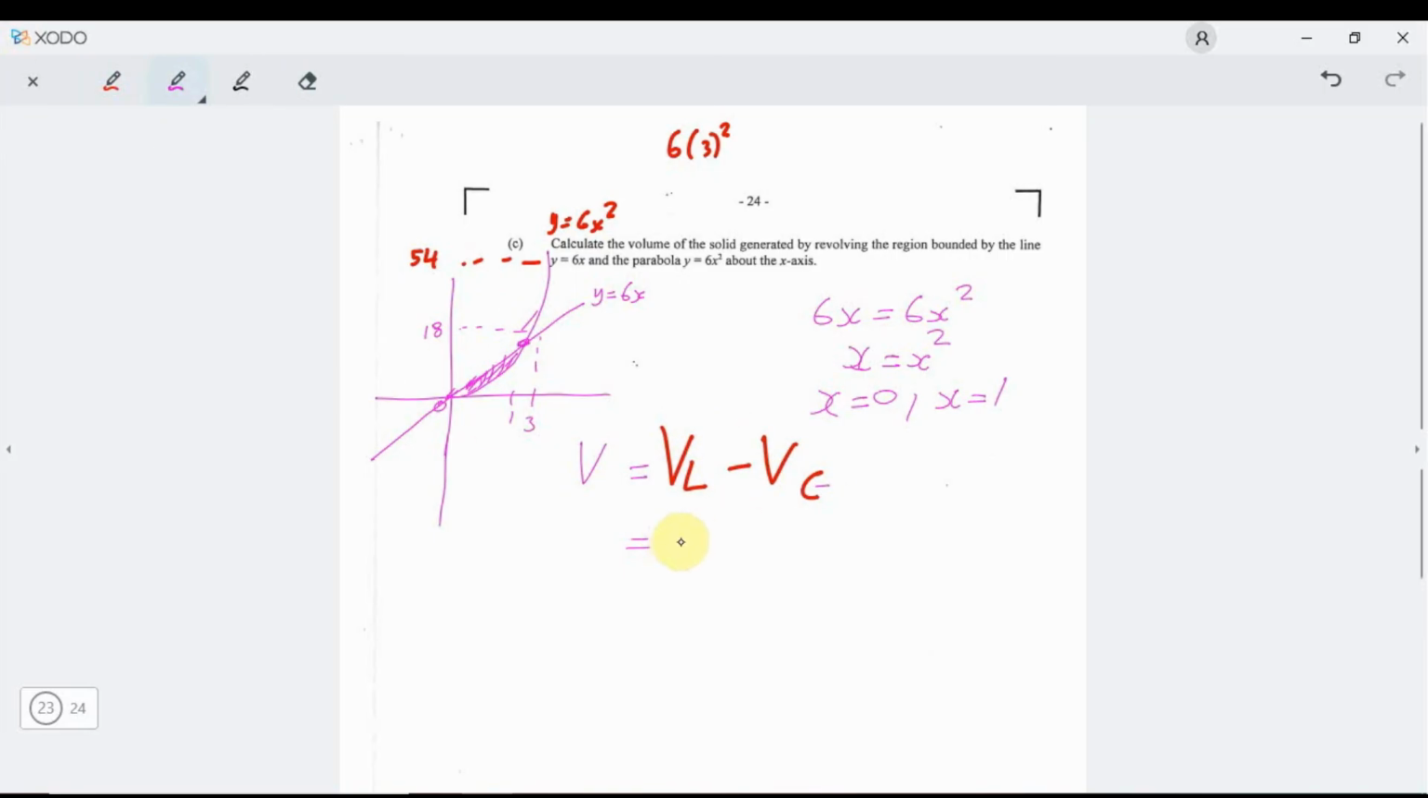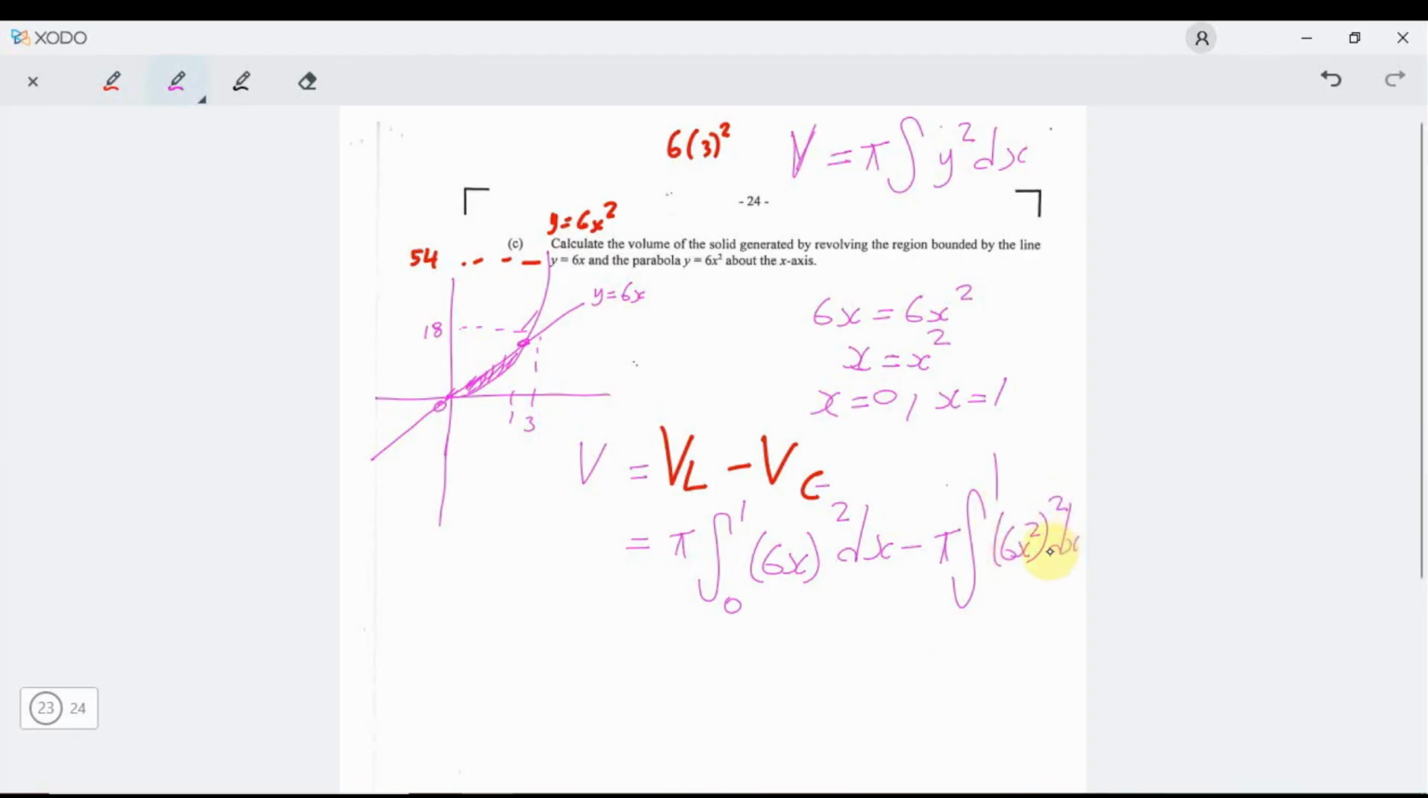So now the volume of the line is pi times the integral from 0 to 1. And remember the formula for volume? Volume is equal to pi times the integral of y squared dx. So in that case, it is pi times the integral from 0 to 1 of 6x squared dx minus pi times the integral from 0 to 1 of 6x squared dx. We can write this as one integral. Factor out pi times the integral from 0 to 1 of 36x squared minus, from this side, 6 squared is 36, so minus 36x to the 4, dx.